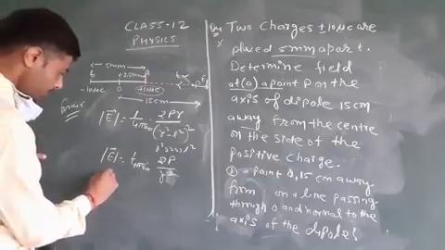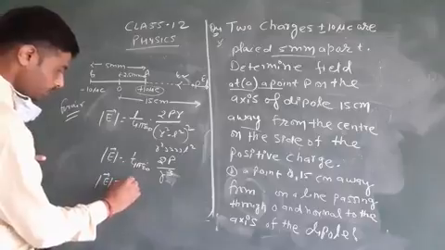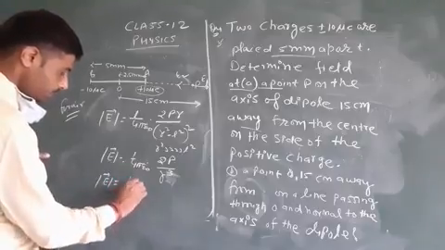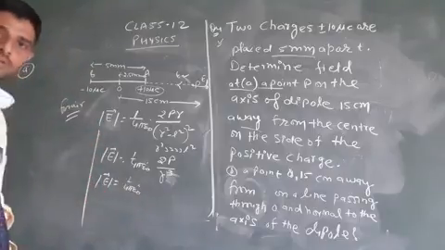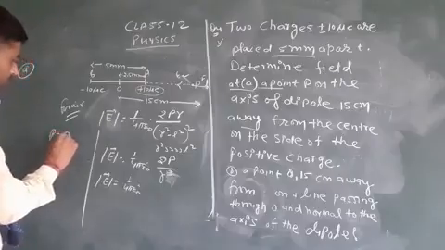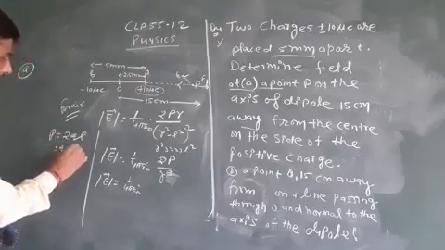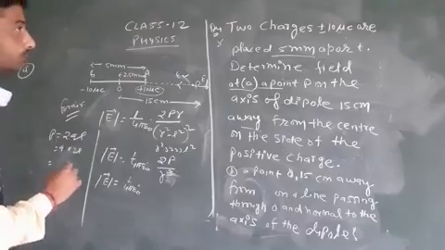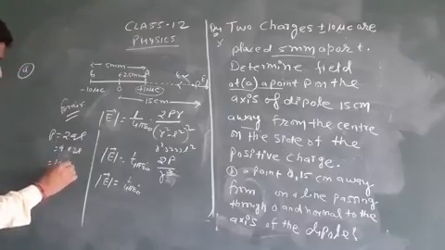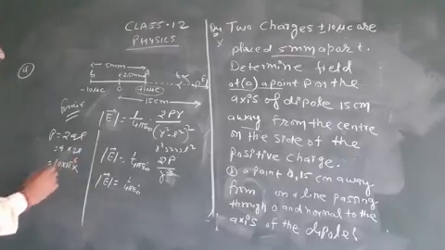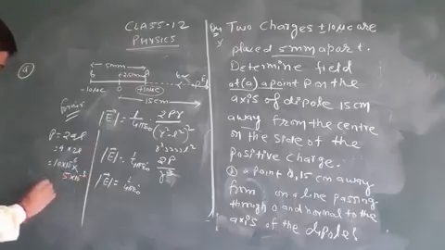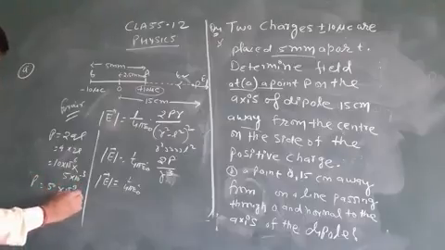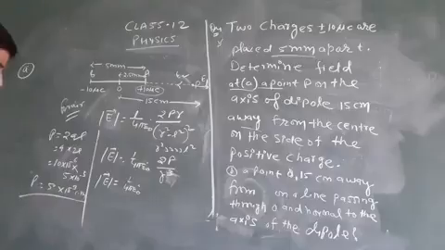So E equal to 1 upon 4 pi epsilon naught, and the value of P. What is the value of P? P equal to 2qL, so Q into 2L. So Q is equal to 10 into 10 to the power minus 6, and L equal to 5 into 10 to the power minus 3. So 50 into 10 to the power minus 9 coulomb meter. This is the value of P.